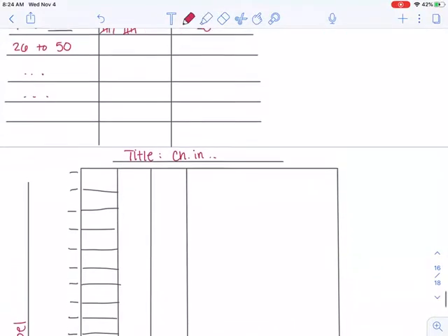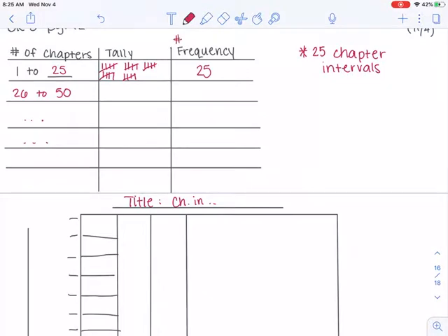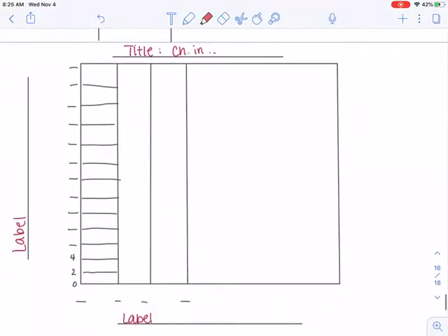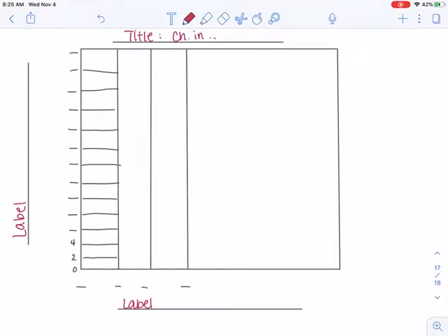Now notice that we have two sets of numbers here. We have our number of chapters and our number of books, okay? This is going to be our number of books. So our X and our Y axis are going to be our number of chapters and our number of books. So we're going to go ahead and put those down there. We're going to put our number of chapters on the bottom because that's the first set that we're looking at. So number of chapters. And then on the y-axis, we're going to label this the number of books.